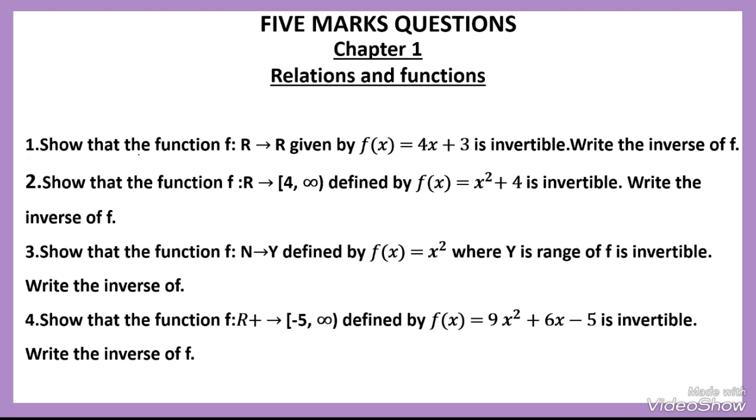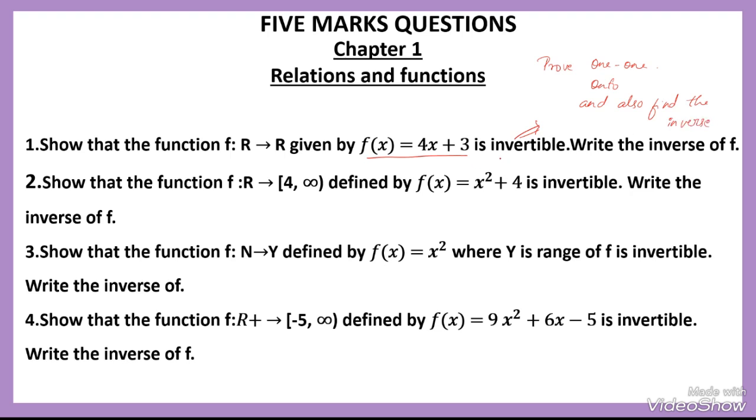First one: show that the function f from real numbers to real numbers given by f(x) = 4x + 3 is invertible. Write the inverse of f. For this invertibility, we have to prove the one-one condition, the onto condition, and also find the inverse.